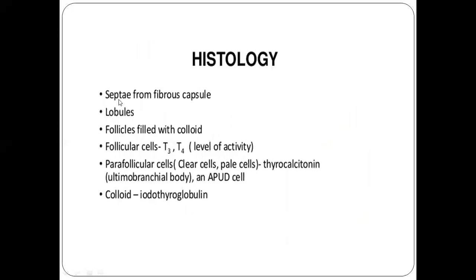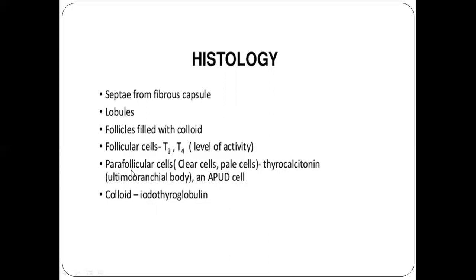Now histology. The true capsule sends septa inside and divides the gland into lobes and lobules. The lobules contain follicles, and the follicles are filled with colloid. When that colloid joins with iodine, it forms triiodothyronine, T3, and thyroxine, T4. Then there are the parafollicular cells, clear cells, and pale cells.